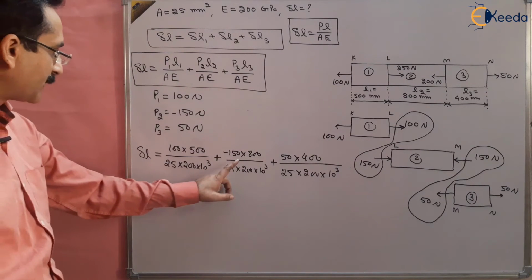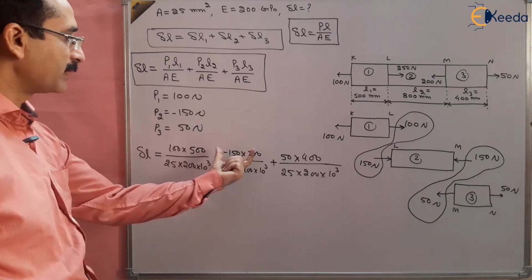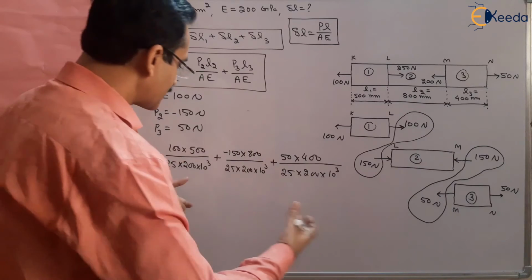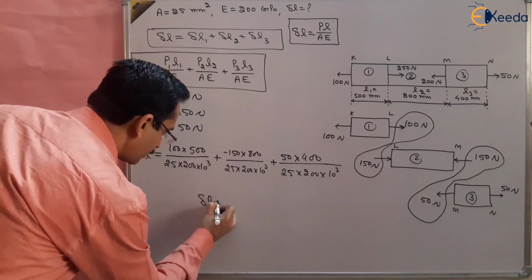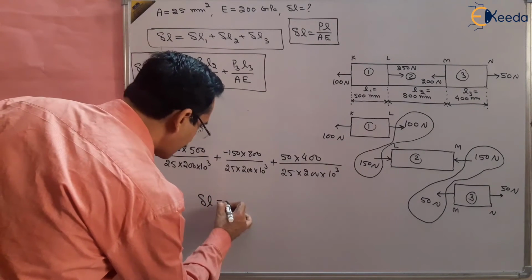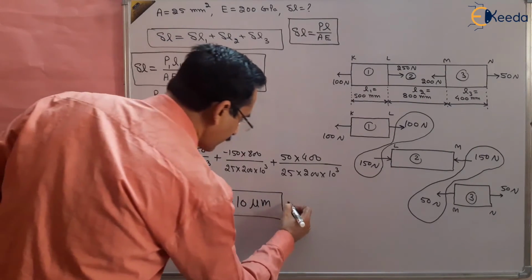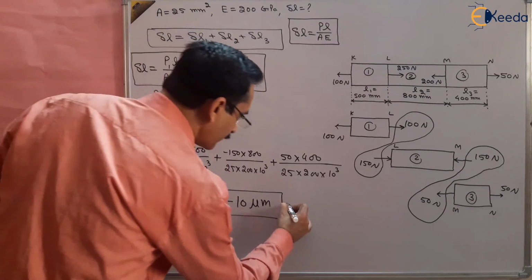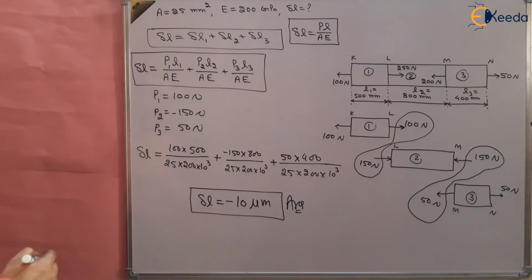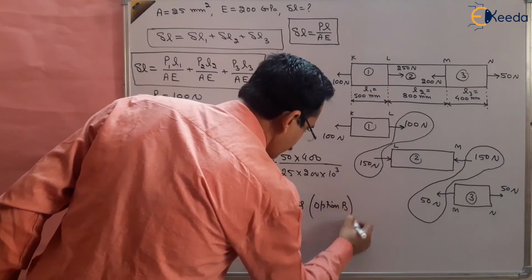It is negative because the value is higher. You can see here the higher load 150 and the higher length, both are higher. So the answer is coming as a negative value. It means overall there is compression. Overall it is compression, right? The answer is given in micrometers also. So you solve it and you will get the answer as minus 10 micrometer. The answer will come in millimeters, convert it into micrometers and you will get the answer. So this is the answer of this question, that is minus 10 micrometer, and this is option B. The answer is option B, right?